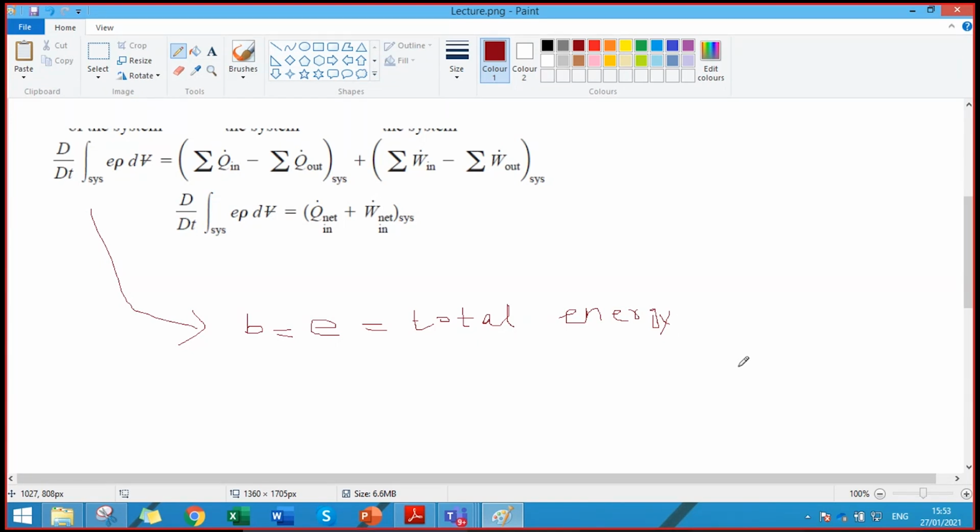But what type of energy is coming into the system? Kinetic, potential, all the internal. Yes, kinetic and the potential. It is the internal energy, which is represented by U, plus the kinetic energy and the potential energy. Clear?